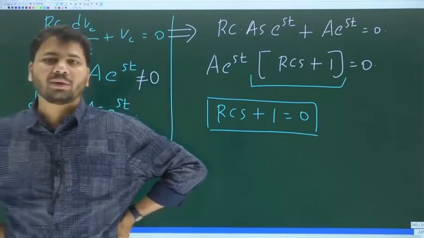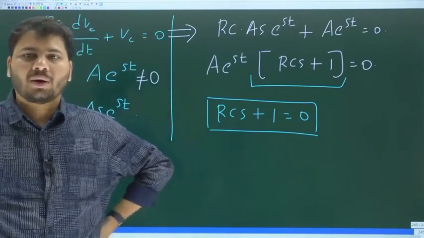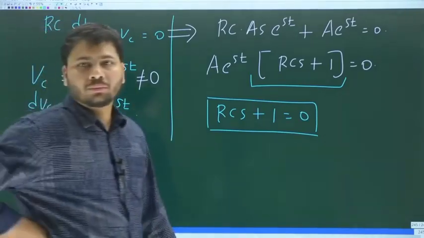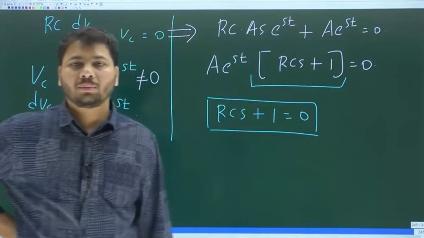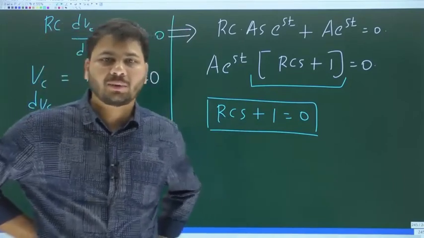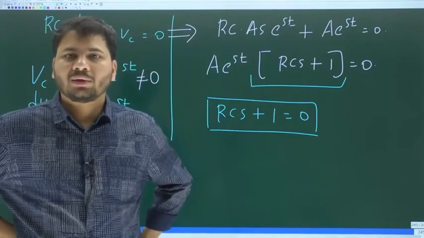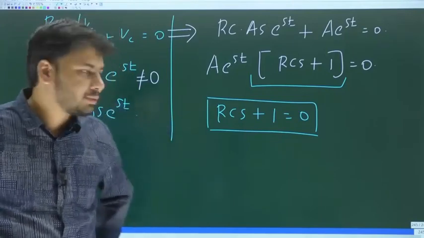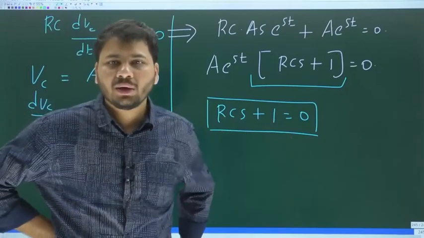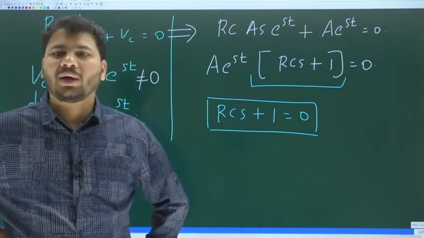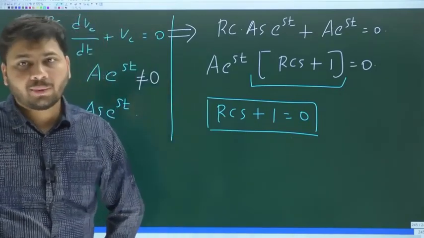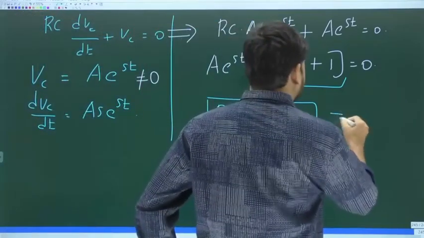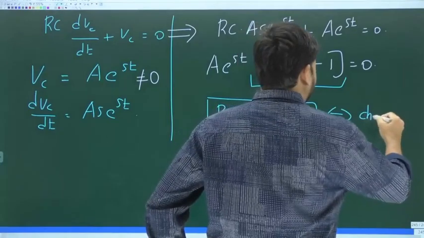Please type in the chat box, what is this equation called? Okay, Pooja says it is characteristic equation, very good. Others also, what do you think? Is it not the characteristic equation? So this RCS plus 1 equal to 0 is what is called the characteristic equation of the system or the circuit.